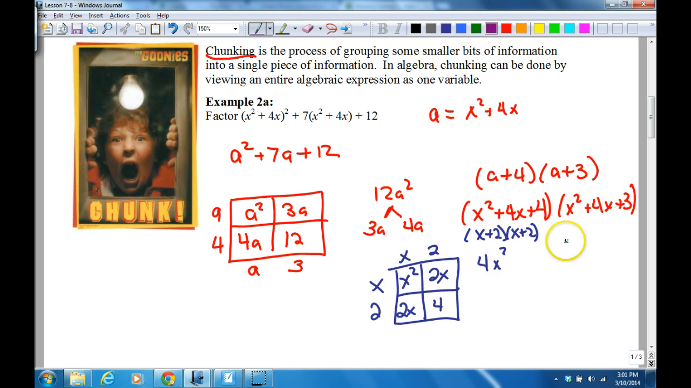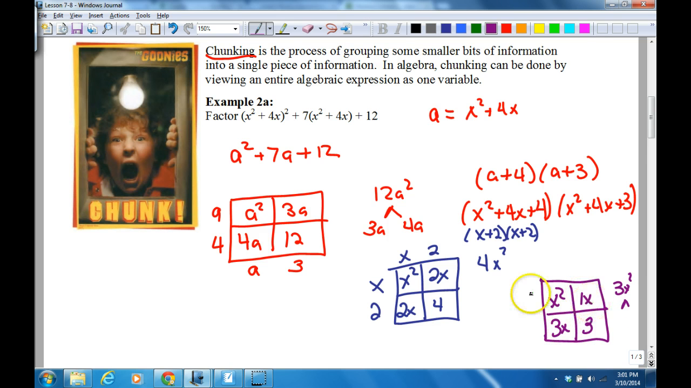Okay. Now I can do that with this one. I'm going to use a different color. Okay. So this is an x squared. This is a 3. So what are my factors of 3x squared that add up to 4? Yep. So we have x, 3x, and x, 1. So I could break this down into x plus 3 and x plus 1. So this is my final answer here in the box.